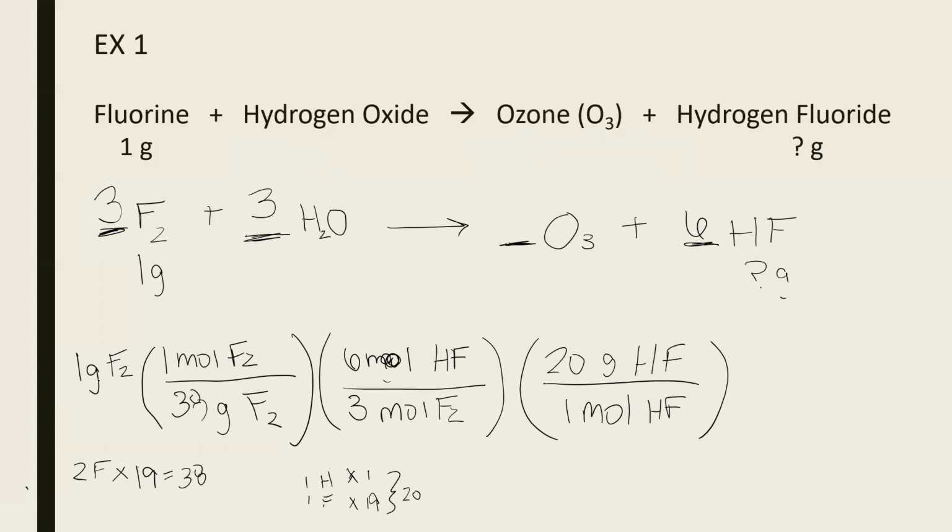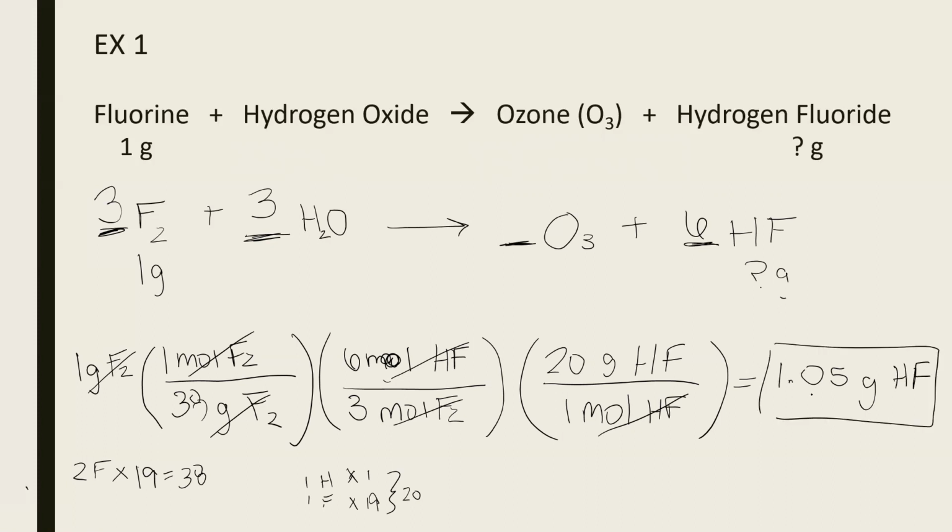Okay, so check. Grams of F2 cancels out grams of F2. Moles of F2 cancels out moles of F2. Moles of HF cancels moles of HF. I'm left with grams of HF, and that's what I'm solving for. So plug that into your calculator: 1 times 1 divided by 38 times 6 divided by 3 times 20 divided by 1. And I got 1.05 grams of HF. If your number is very close, that's fine. You may not have exactly the same decimal, but it should be pretty close.